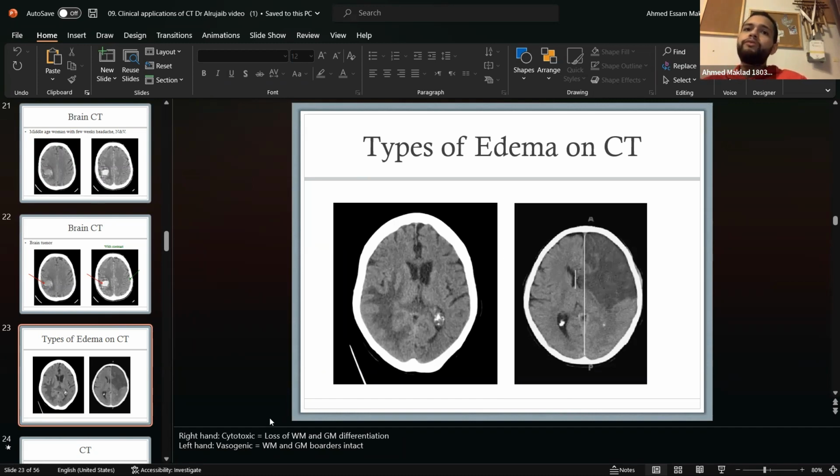All right. Now for vasogenic edema, the differentiation is still there. You can see it right here. All right. Why is it hypodense? Because it's water. All right. So edema is basically a collection of water, and water is dark. You can even compare it to the CSF. CSF is also mostly water, right? So you can also see it as dark if you look at the ventricles.